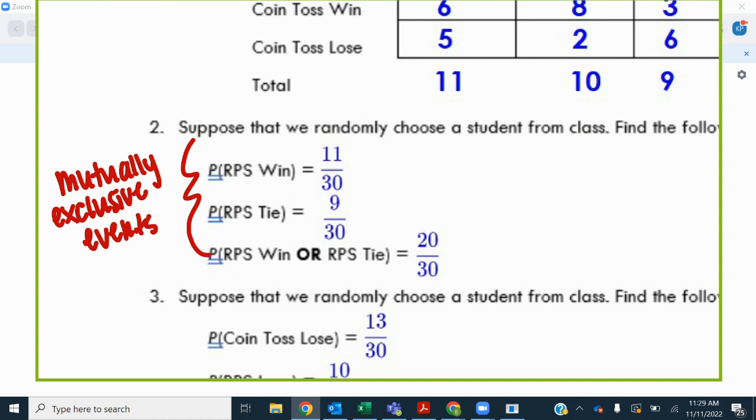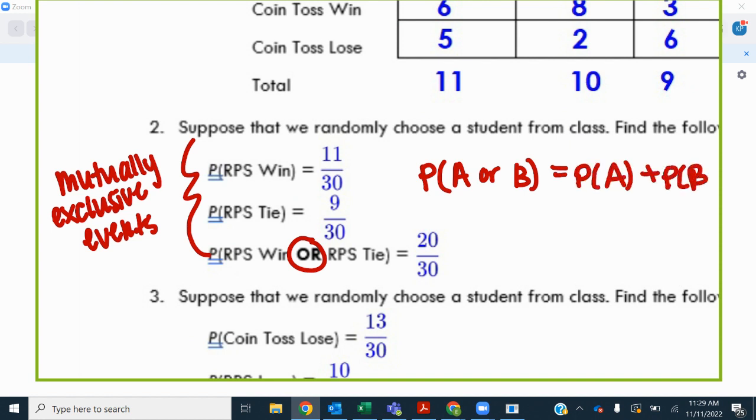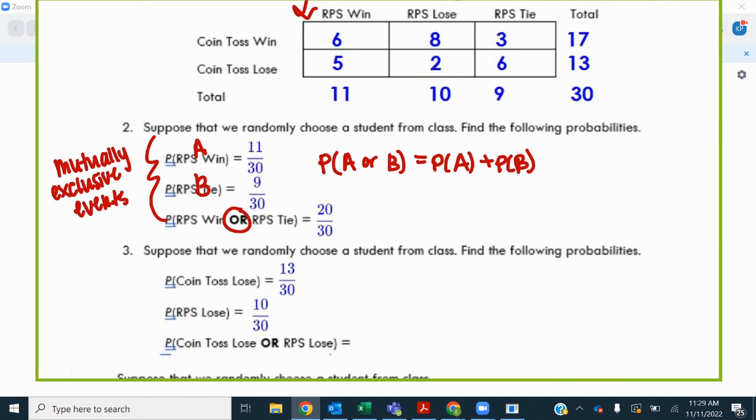And when we looked at win or tie right here, we just add the 2 together. So we have P of A or B equals P of A plus P of B. We were just able to add together, if this were A and this were B, our 2 probabilities. So you want to show your work every time. You want to do 11 over 30 plus 9 over 30, and that equals 20 over 30.